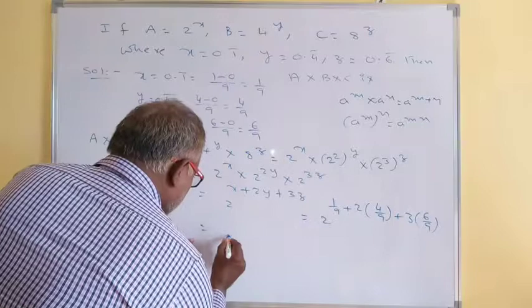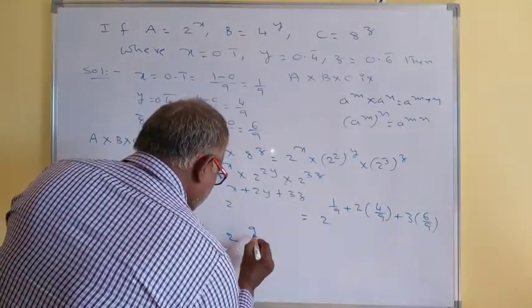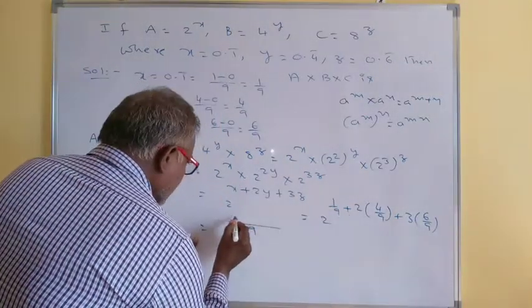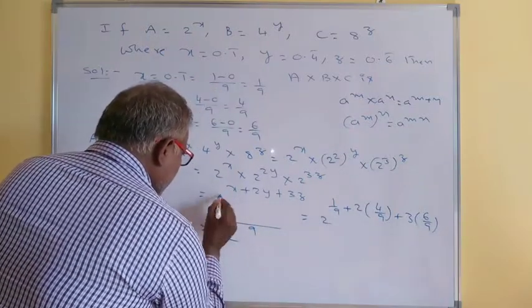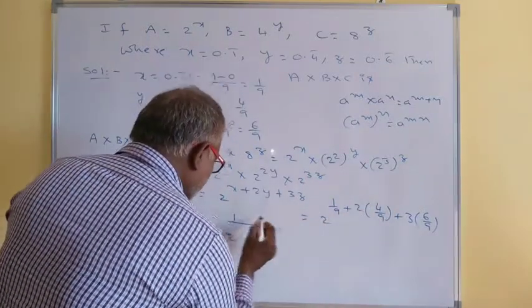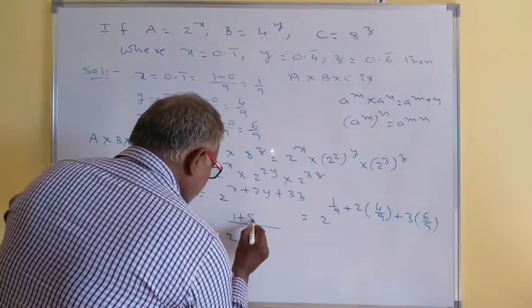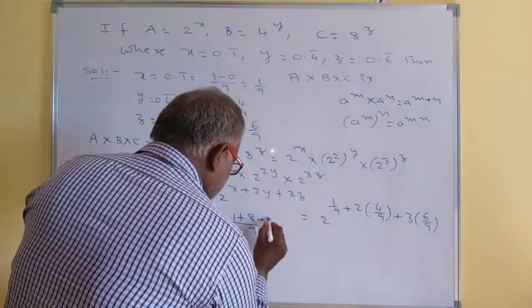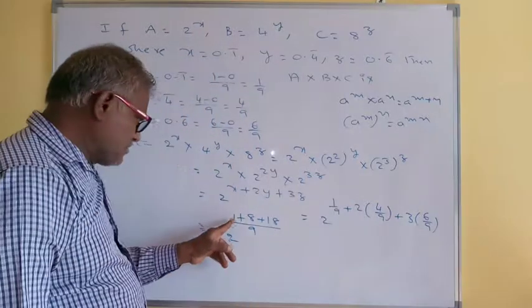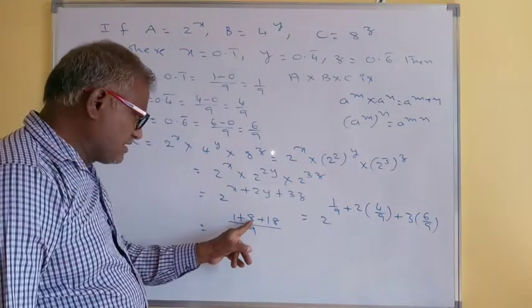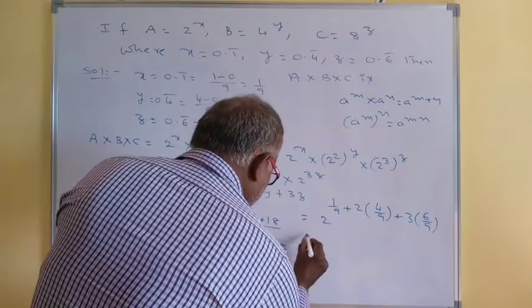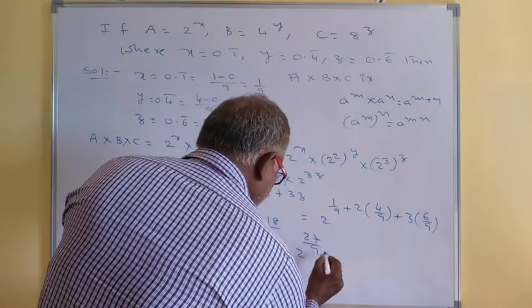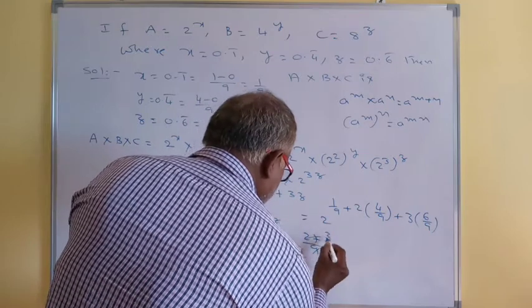So just you have to write the LCM in the powers. Here LCM is 9. So here 1. 2 into 4 is 8. 3 into 6 is 18. So 18 plus 8 is 26. 26 plus 1 is 27. So 27 by 9. Here 9 ones, 9 threes.